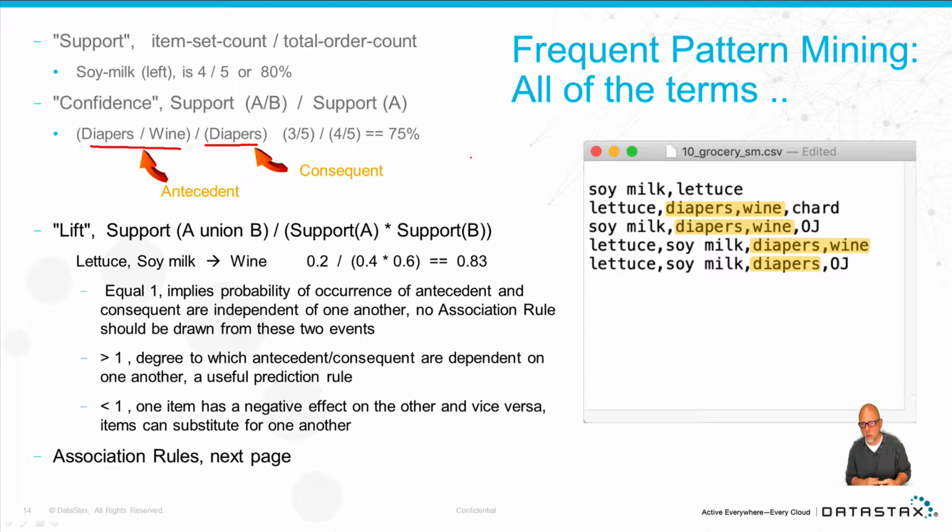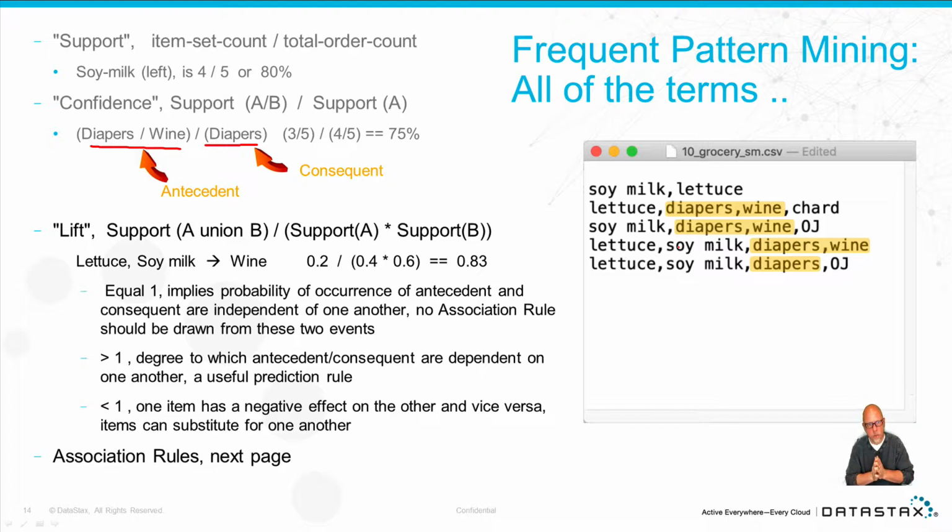So lettuce and soy, let me count it, 1, 2, it's happened in 2 of 5 orders, or 40%, and wine has happened in 3 out of 5 orders, or 60%. Do the math, 40% times 60%, get that, it's within parentheses, order of precedence, and use that to divide 0.2, and you get a number equal to 0.83, or 83%. 0.83 is a better way to say that.